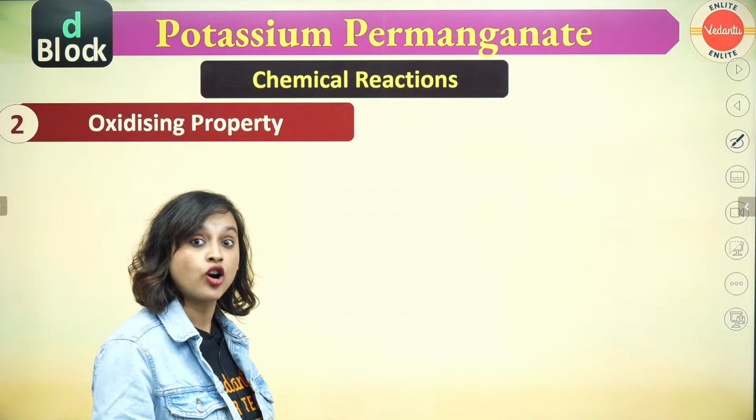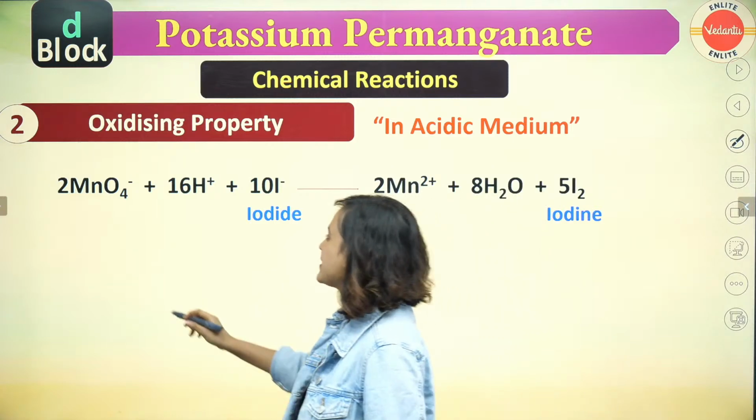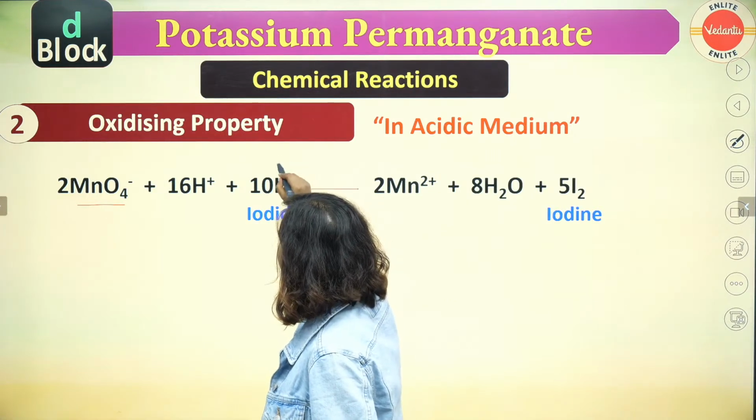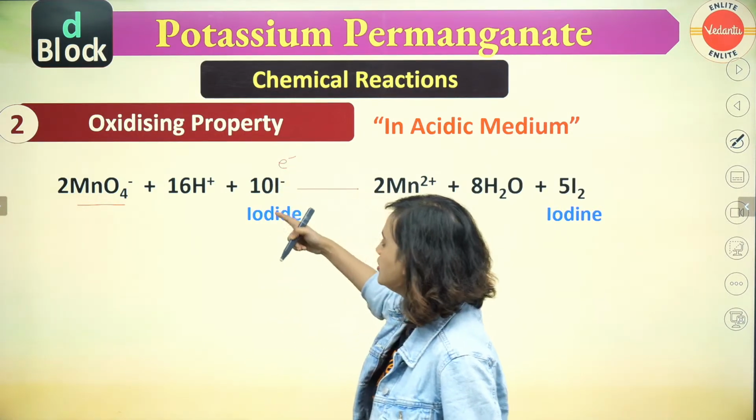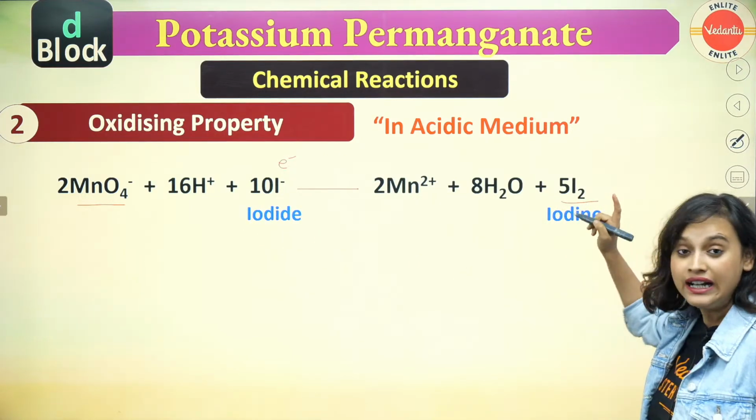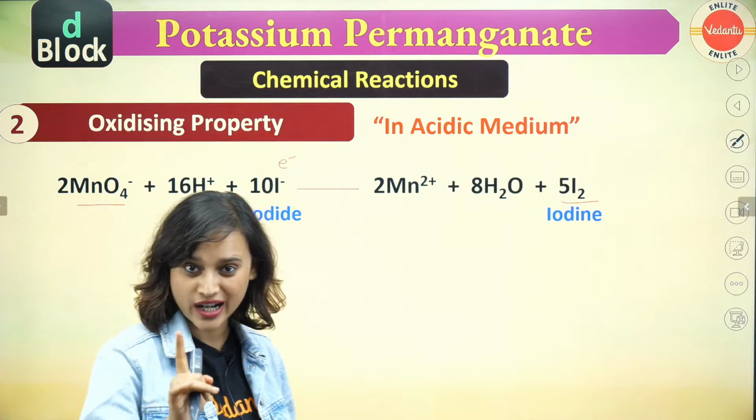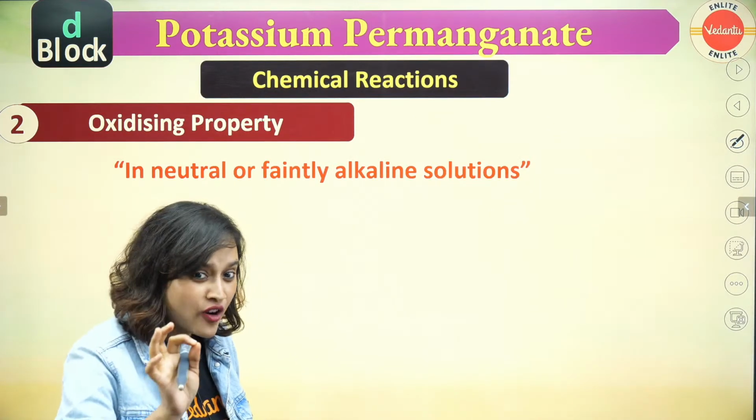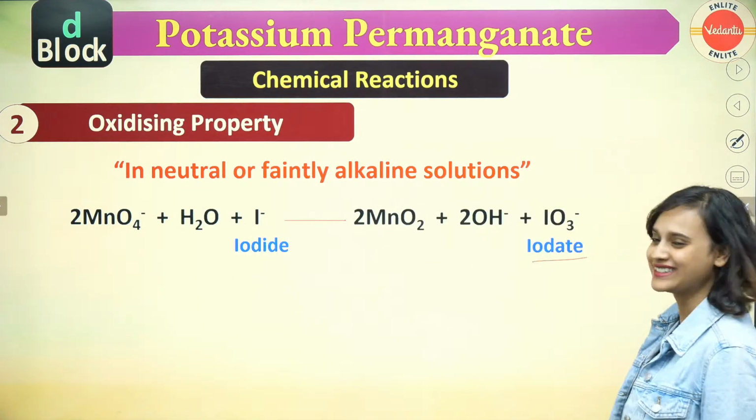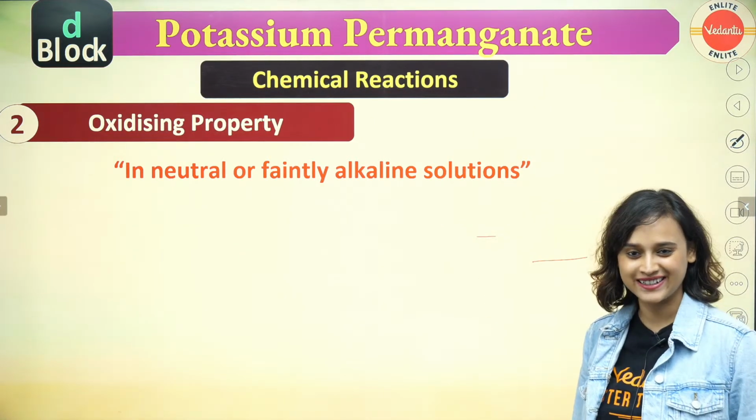Next, what is the chemical oxidizing property? In acidic medium, this is also very important and interesting. Take a look at it. You take 2MnO4-, then you'll have to take something electronegative basically, e-. So, we have taken iodide. Now, iodide will become iodine here. In acidic medium, iodide is forming iodine. Now, in neutral or faintly alkaline solution, what will you get? Iodide will become iodate and you are getting OH-. That's the only difference. Take a look at it, everyone.